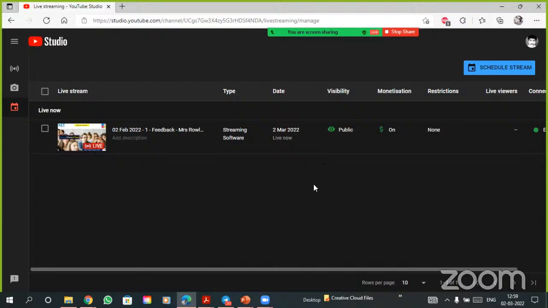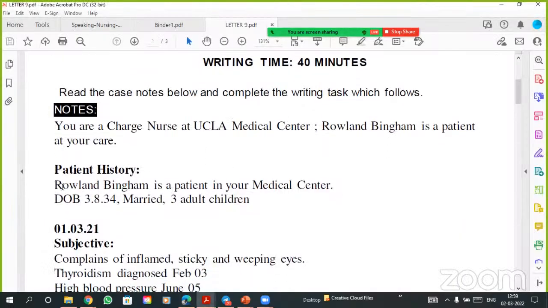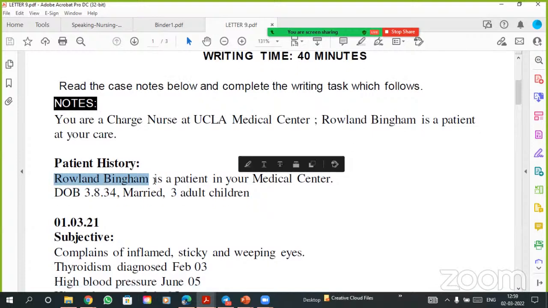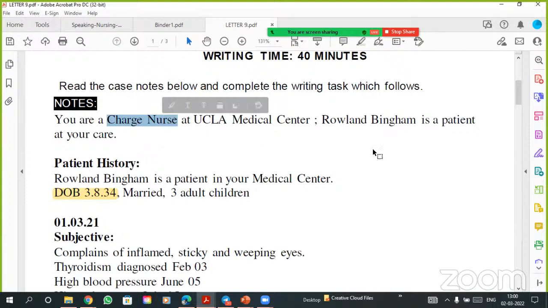Right. So here we have the case notes. Rowland, Bingham. Okay, Rowland Bingham, and the date of birth is this. Right, you are a charge nurse. Okay, fine.